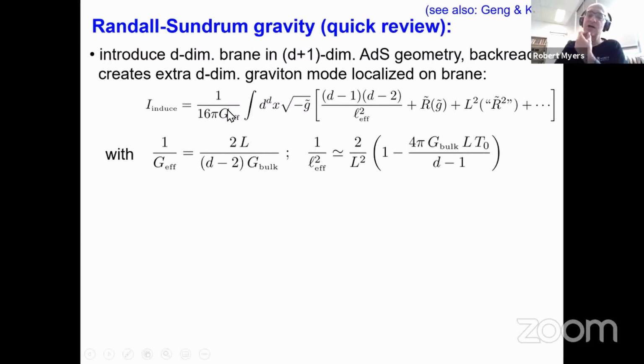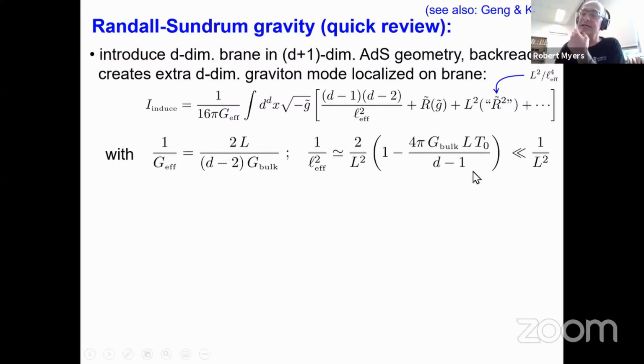There's an effective Newton's constant here, and you can see that it involves the Newton's constant in the bulk and the AdS scale in the bulk. There's a cosmological constant in the brane gravity that's given by some expression like this. Here we start to see the backreaction. We have G bulk and the tension of the brane. Usually what Randall and Sundrum did is they tuned this parameter to be 0. But what I'm going to do is tune it so that I have a small negative cosmological constant on the brane.